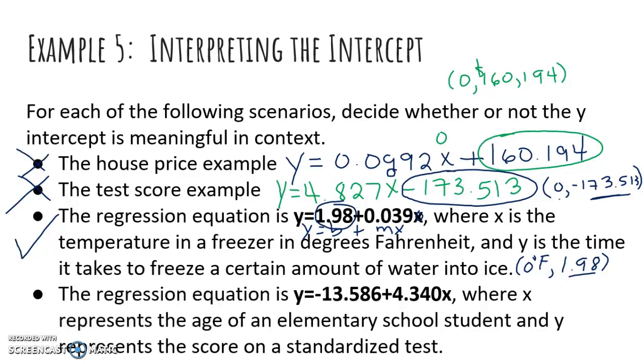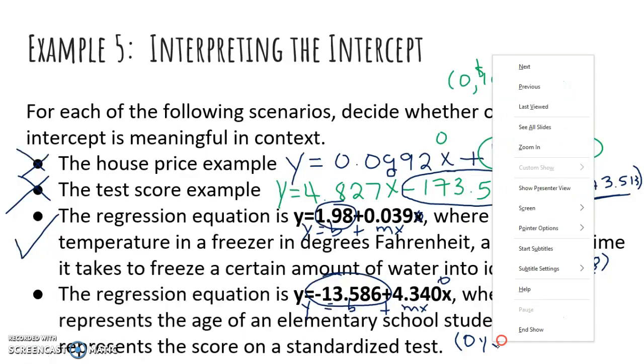The regression equation is y equals negative 13.586 plus 4.340x. Again, they flip-flop the mx and the b. So here's the b, here's the mx. So our y-intercept is negative 13.586, where x represents the age of an elementary school student and y represents the score on a standardized test. So if the x is 0, that means that the student is 0 years old.